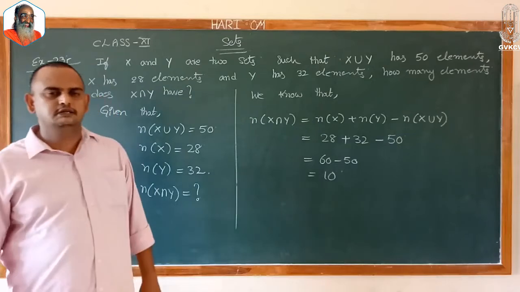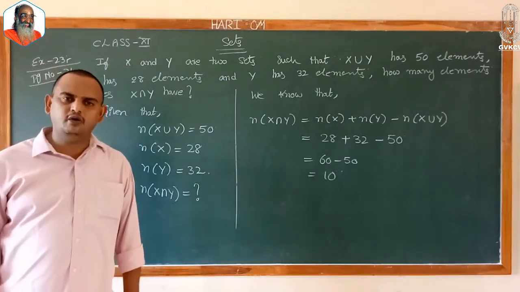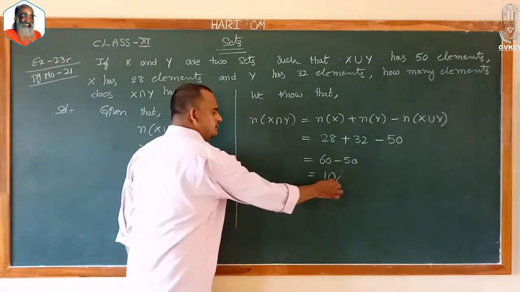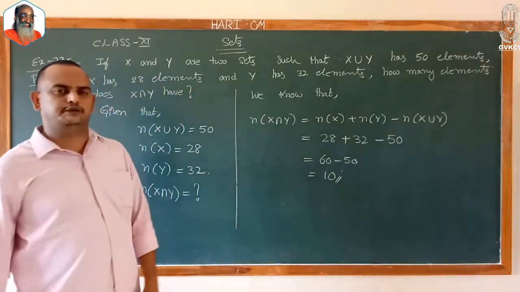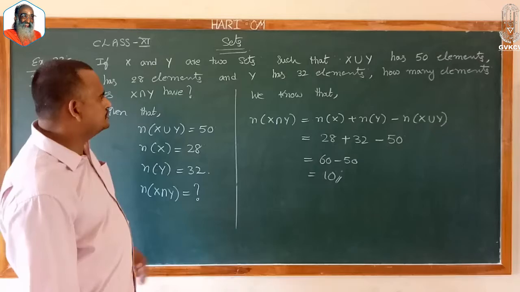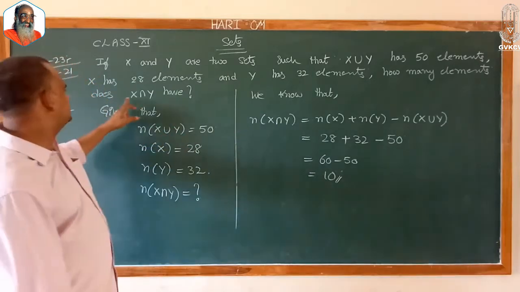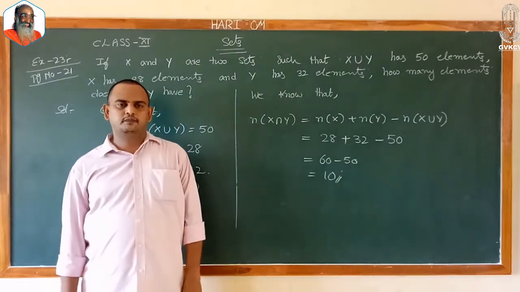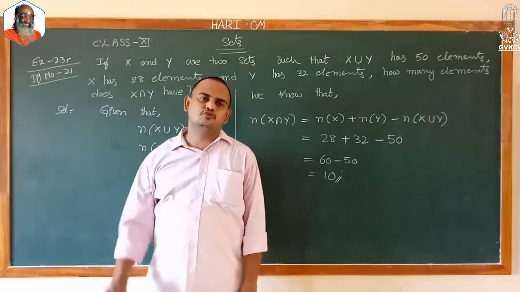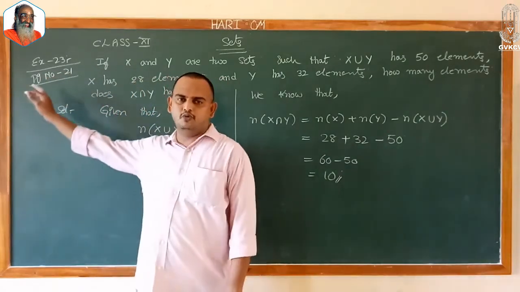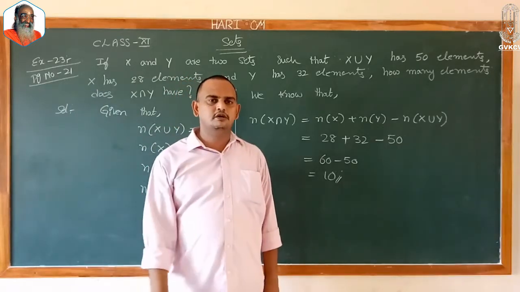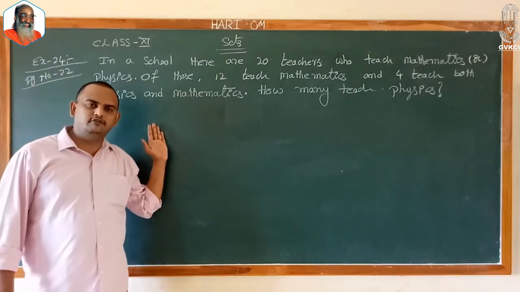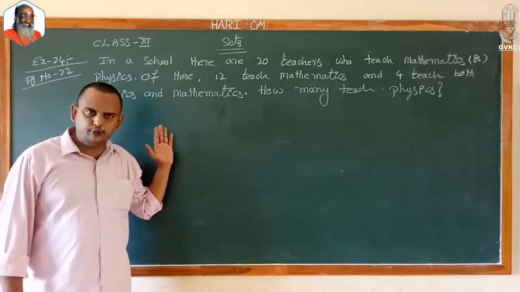Now how many elements does X intersection Y have? 10 elements. So our answer is 10. A simple question. They ask me a simple question: how many elements does X intersection Y have? 10 elements. This is about problem number 23, example number 23 from page number 21. Now let us come to example number 24 from page number 22.